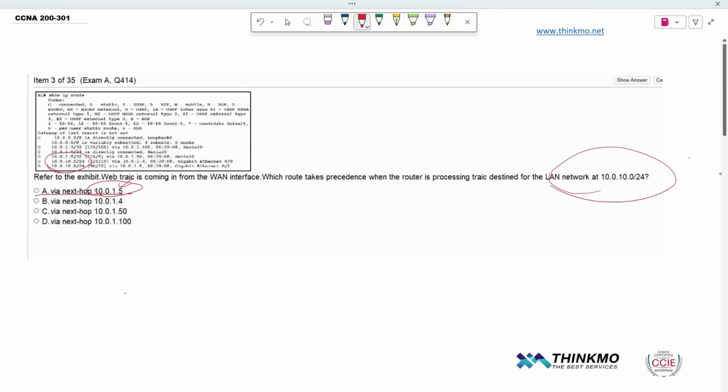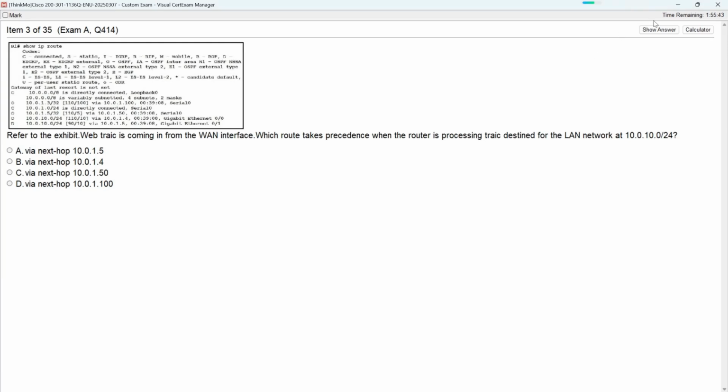We can see that both of these routes match, right? It's these last two routes, both of them match. Now, since both match, but they were learned through different protocols, OSPF and EIGRP, their administrative distances are different, right? The administrative distance for OSPF is 110, and the administrative distance for EIGRP is 90. So we choose the EIGRP route, which is the very last one here. The correct answer to this question is indeed A, which is the first option. Yes, choose A.